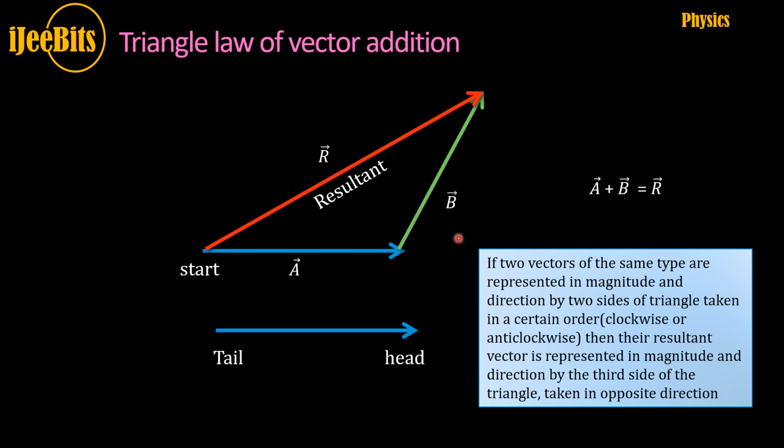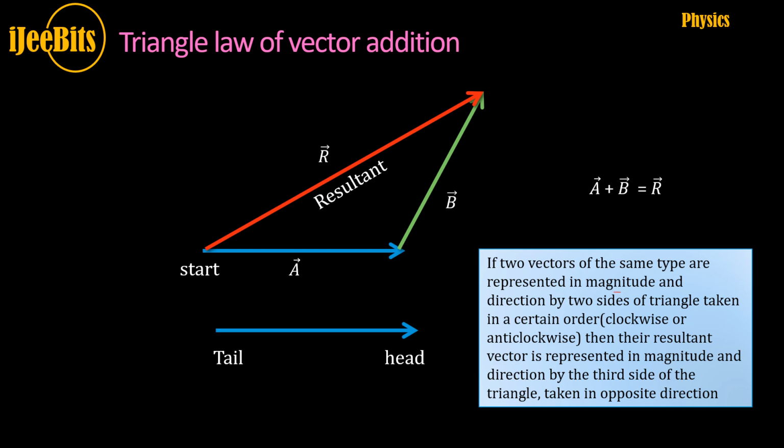That's why this is called the triangle of vectors. So read out this definition. Two vectors of the same type are represented in magnitude and direction by two sides of a triangle taken in consideration, clockwise or anti-clockwise. Then the resultant vector is represented in magnitude and direction by the third side of the triangle in the opposite direction. If A and B are in the same direction, the resultant vector would be in the opposite direction.